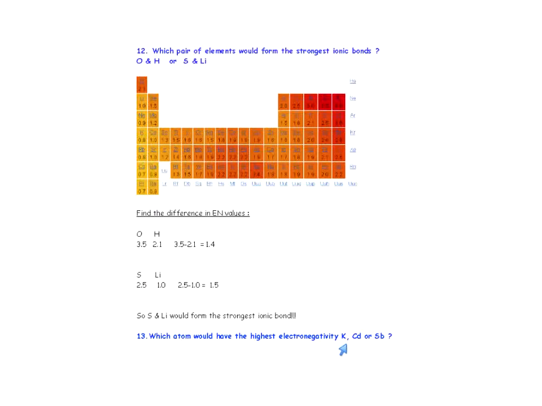So, okay, here's a question for you guys. Which atom would have the highest electronegativity? Would it be potassium, cadmium, or tin? Remember, tin's kind of funny. You think it should start with a T, but it's Sn. So looking on the table, do you think it is K, Cd, or Sn?